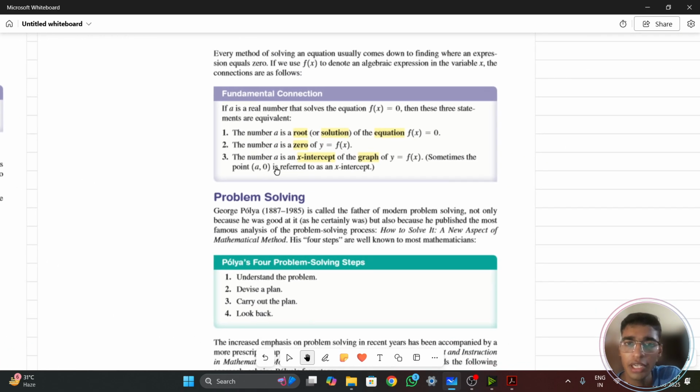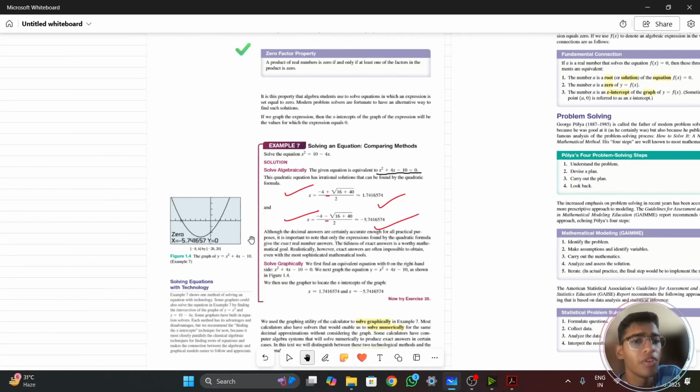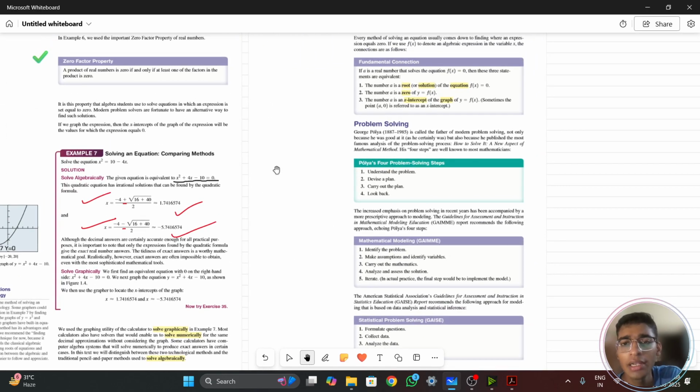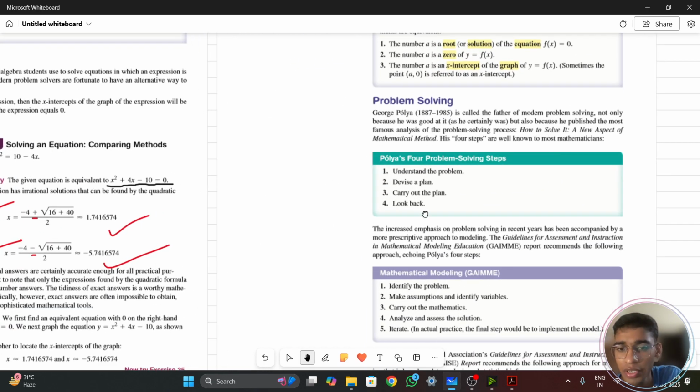So what are the fundamental connections dealing with? If a is a real number that solves the equation f(x) equals 0, then these three statements are always true. The number a is a root or the solution. The number a is a zero. The number a is an x-intercept of the graph. This is what we will come across while solving problems. So let's leave it for then.